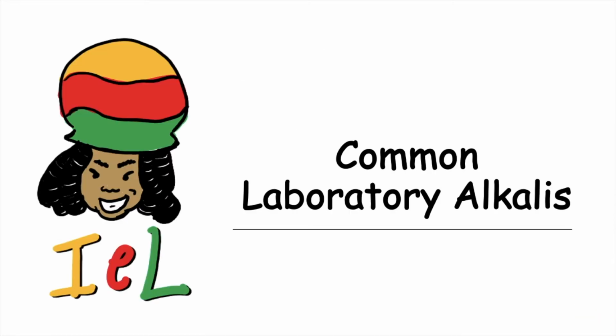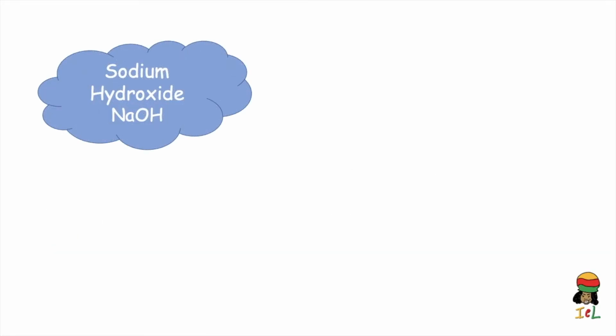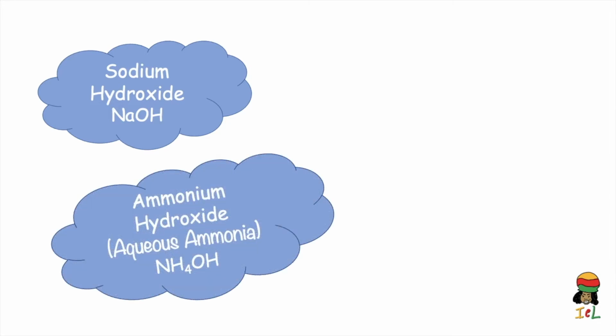Common laboratory alkalis. First, we have sodium hydroxide, chemical formula NaOH. We also have ammonium hydroxide, also known as aqueous ammonia. It has a chemical formula NH4OH. Now, aqueous ammonia is commonly used in cleaning agents such as glass cleaners and degreasers.